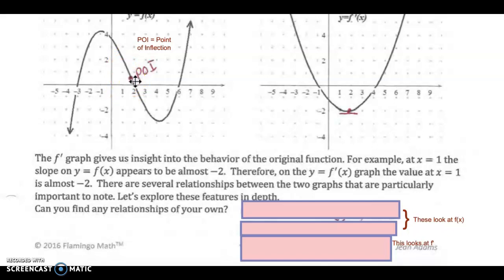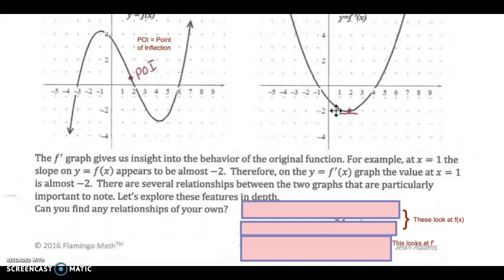Okay, so it says, therefore, on the f prime graph, the value at x equals 1 is almost -2. So that's the point on that graph. Whatever the slope is at a certain point, like at 1 on f, that slope value becomes the y value on f prime.